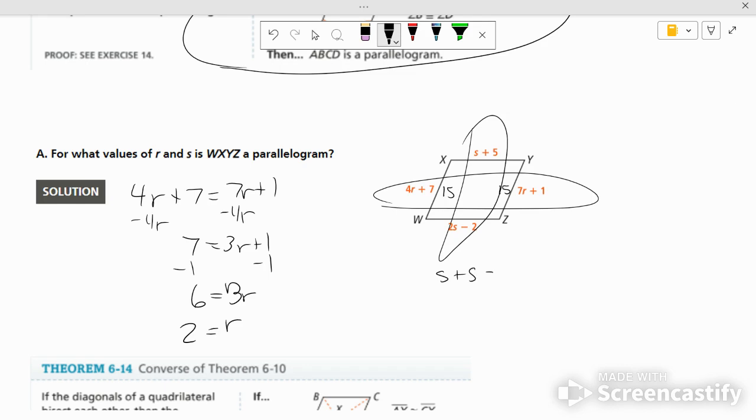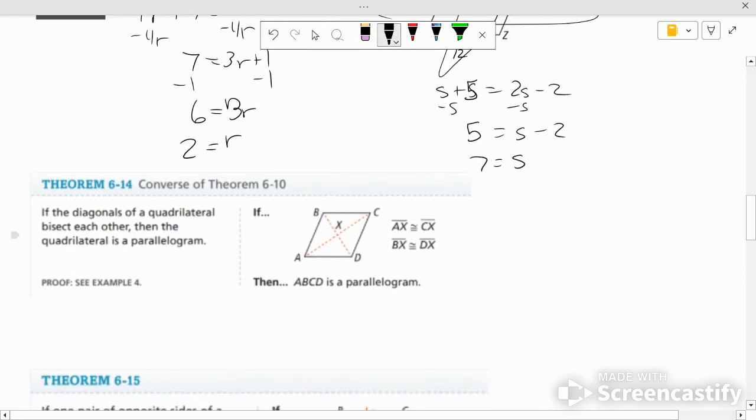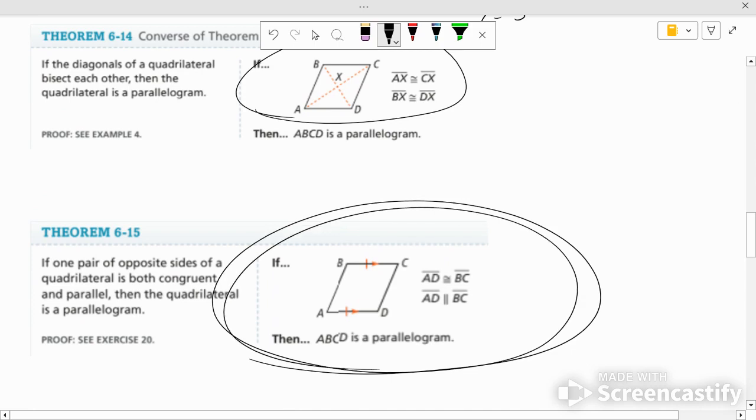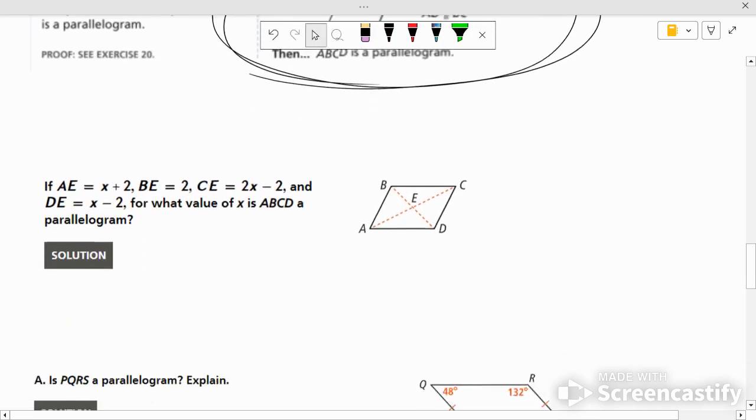So s plus 5 equals 2s minus 2. Subtract s. So 5 equals s minus 2. So s equals 7. If I stick a 7 in here, I get 12 for this. 14 minus 2 is 12 for this. 12 and 12. If diagonals bisect each other, then it's a parallelogram. If one pair of opposite sides are parallel and congruent, it's a parallelogram.